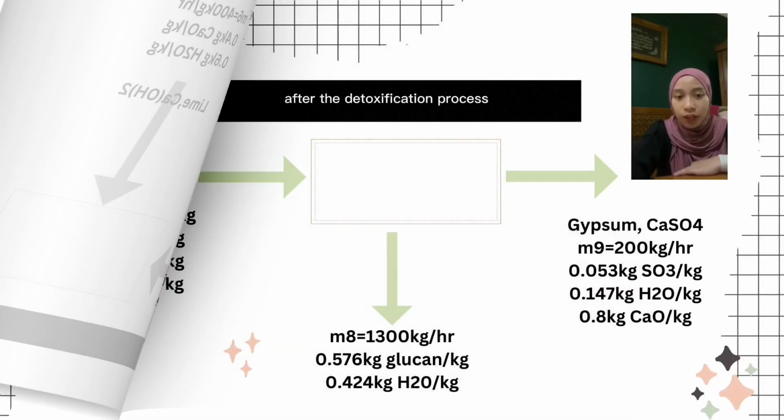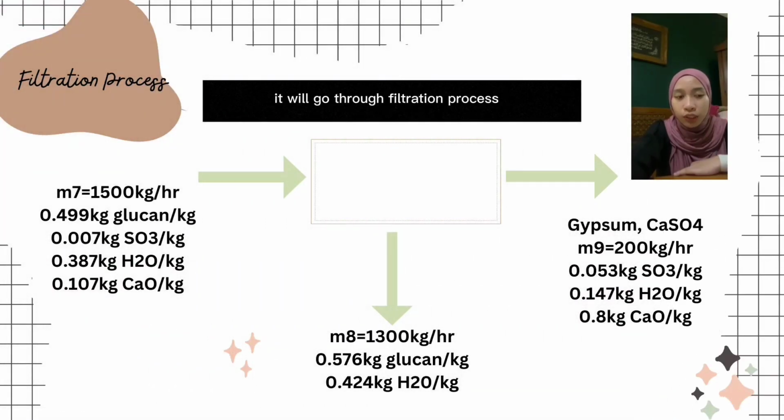After the detoxification process, it will go through the filtration process, which can be defined as the mechanical or physical process used for the separation of one substance from another, such as solids, liquids and gases, with the aid of an interposing medium. In producing ethanol, gypsum, CaSO4, is discarded from the solvent in the filtration column.